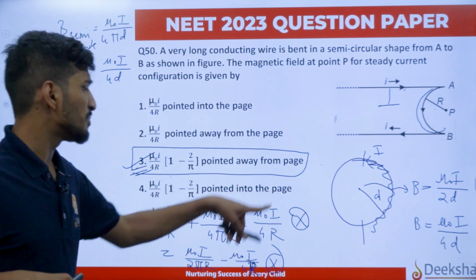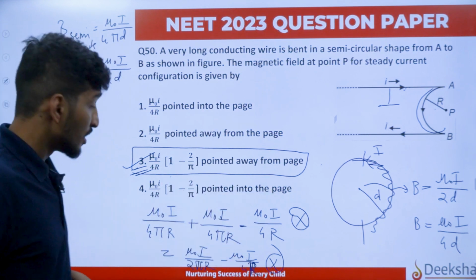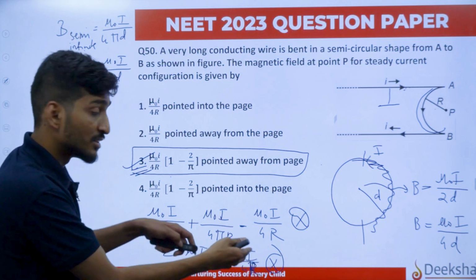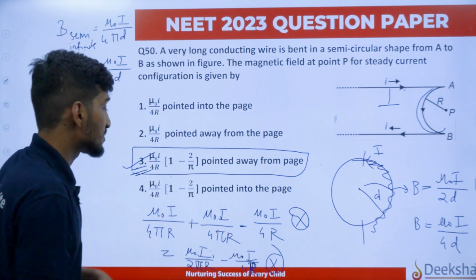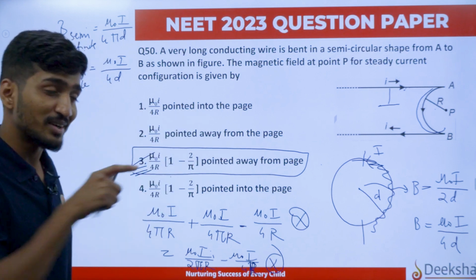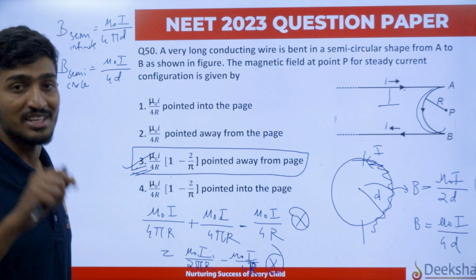Why not into the page, sir? You just marked into here. Yes, but that was I by 2 pi r minus I by r. They are giving me I by r minus I by 2 pi r wala answer, so I'll flip my direction. Get it? If not, do this for yourself, check this out, see if you get it correct.